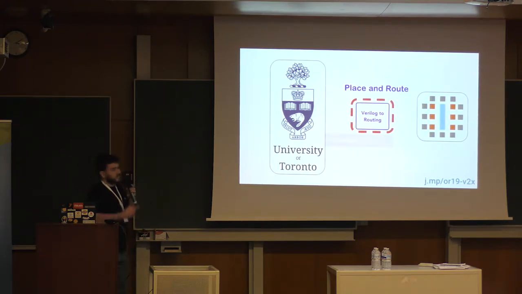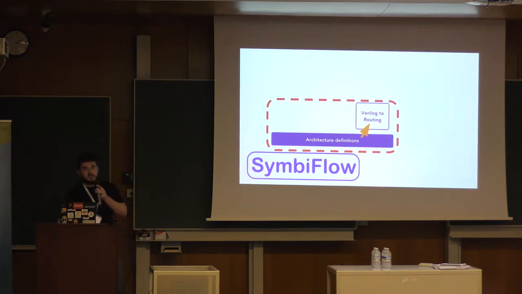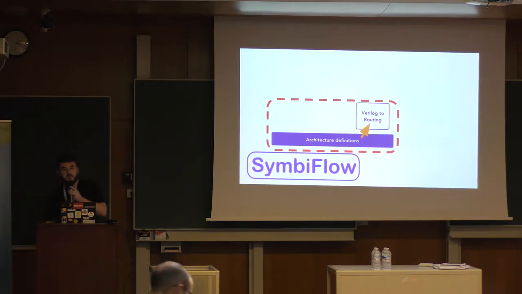So to be able to use this tool to route designs for devices that we actually use on a daily basis, besides contributing to the tool itself, we had to prepare architecture definitions. We had to prepare a set of description files that we provide to this tool so it can take a design and route it. For that, we have a separate repository. We called it SymbiFlow Architecture Definitions. And there, we mostly develop the stuff that I'm going to talk about today.